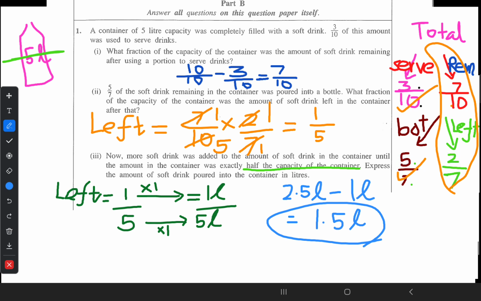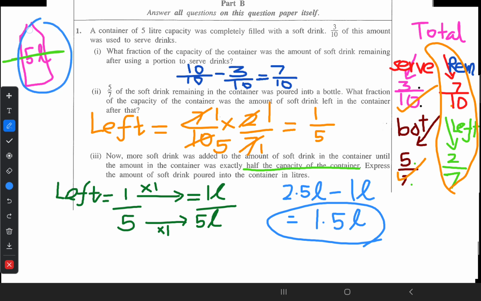Now the question: the capacity of the container was the amount of soft drink. What's the quantity of soft drink left after serving and after pouring into the bottle? So they are asking about this from the total amount of soft drink. So you should multiply these two fractions, 7 upon 10 into 2 upon 7. We can simplify this. That will give you 1 upon 5. So 1 upon 5 is the left portion we have in that container.